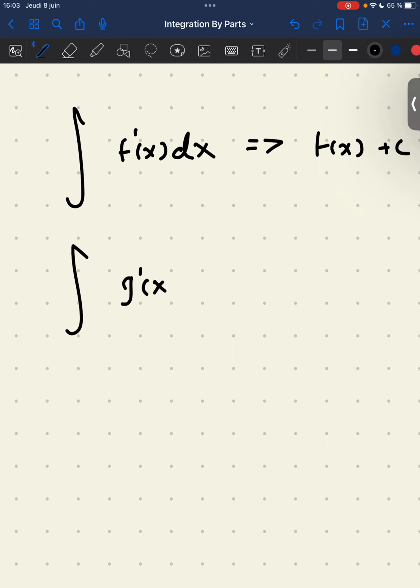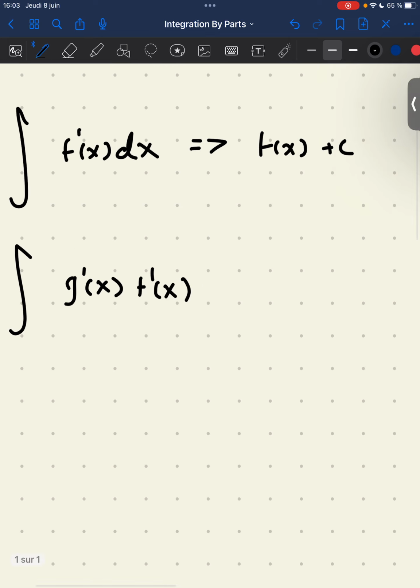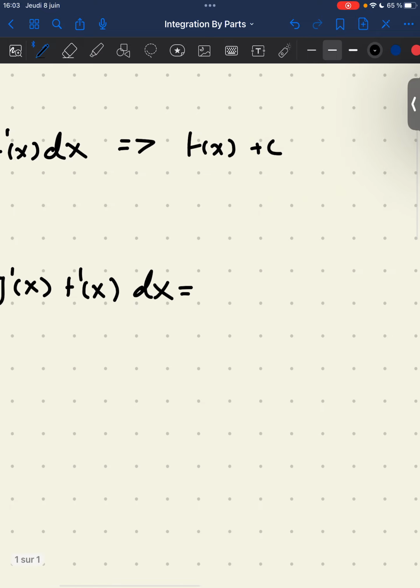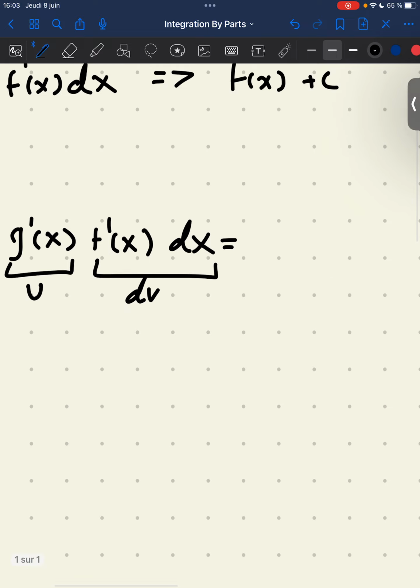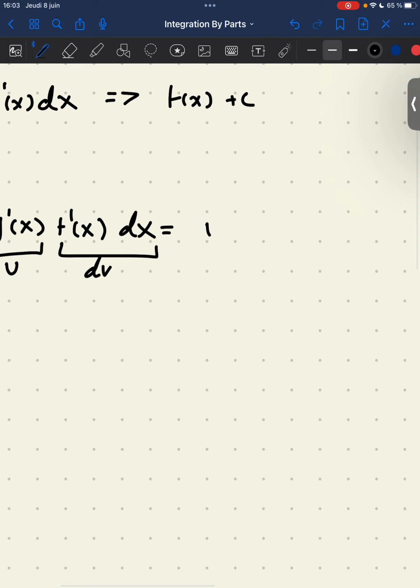So you can say function 1 we could call g of x, and then we could call this f prime of x. We multiply both functions by each other. Let's just say this one right here is u, and we can call this whole thing dv. This will break down into uv minus the integral of v du.